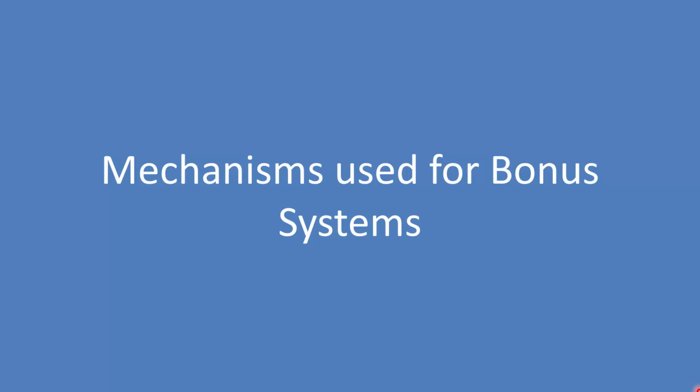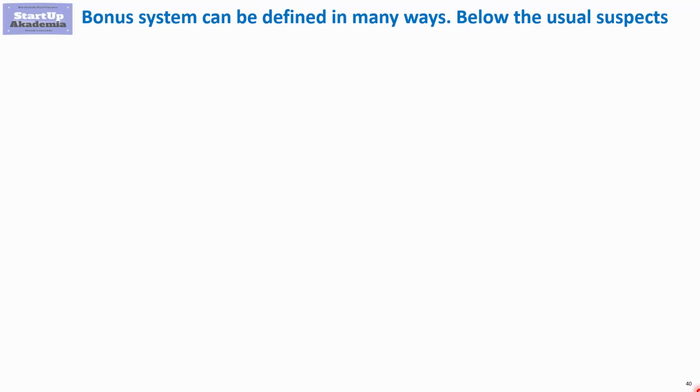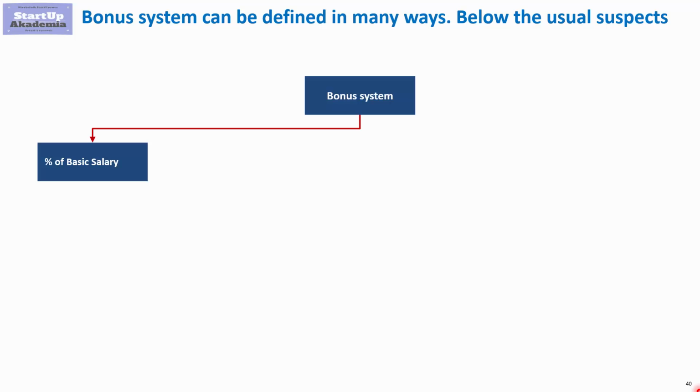Let's look at the main mechanisms used for bonus system. So first, we will look at how bonus system can be calculated. It can be calculated as a percentage of your basic salary. Then it can be calculated as a percentage of something else. And we will have a look at some examples in a minute.